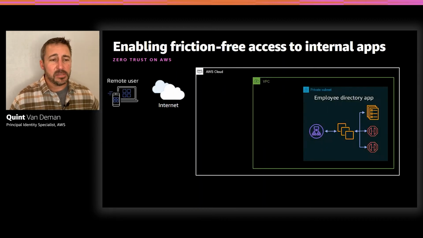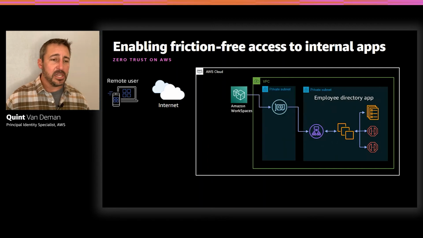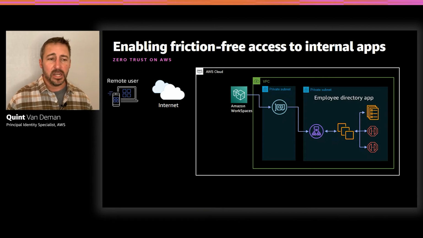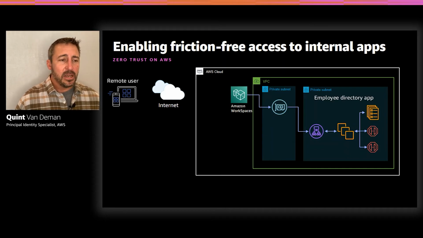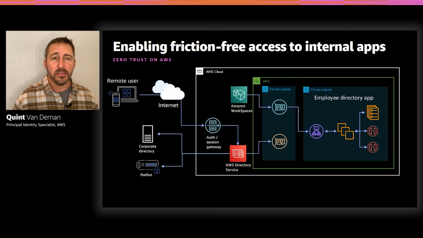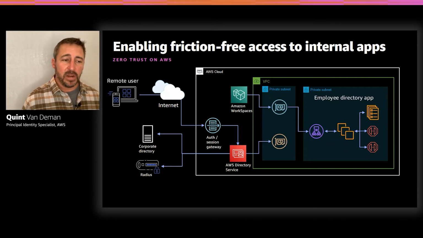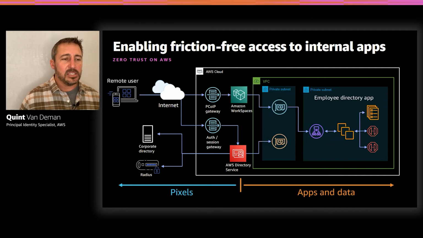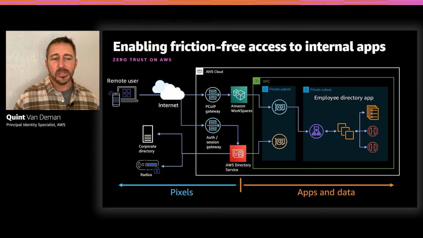So the first way that AWS might help you solve this is with a service like WorkSpaces, right? We've got that internal application and the same employee directory app. It's running in a private subnet. I'm going to spin up a virtual desktop in AWS, and I'm going to take that remote user that's working from home, and I'm going to allow them to connect. They're going to authenticate through an authentication and session gateway. We're going to use directory services to go back to the corporate directory, AD or otherwise, and strongly authenticate the user.